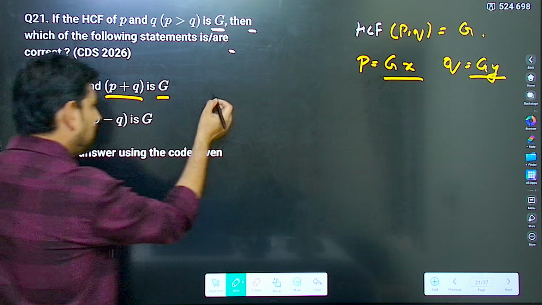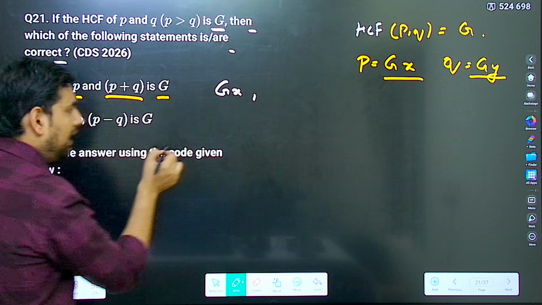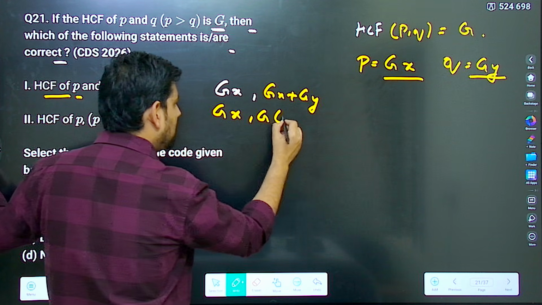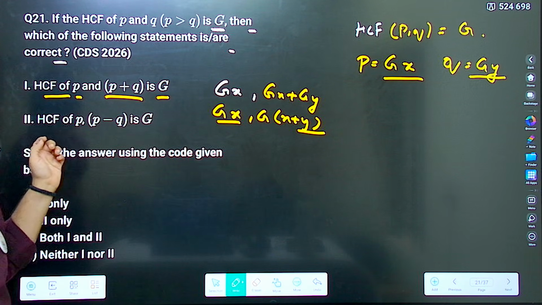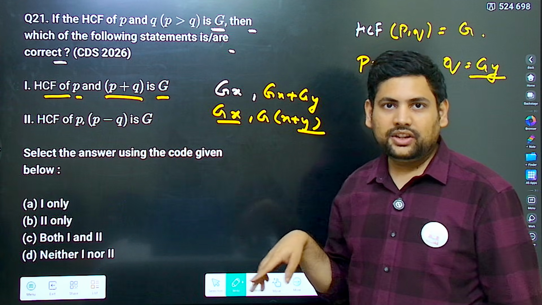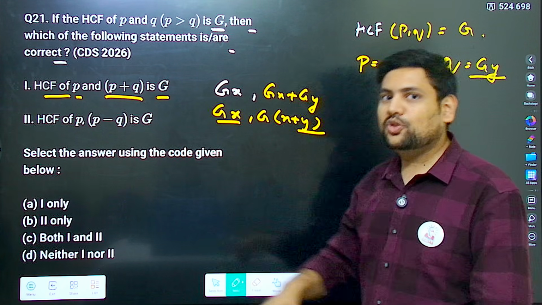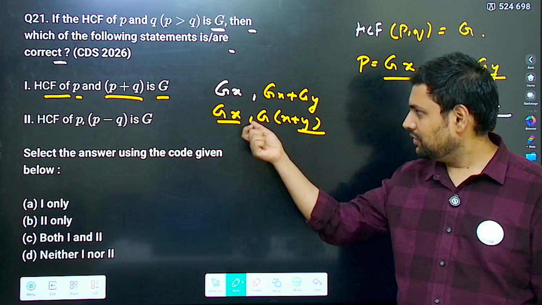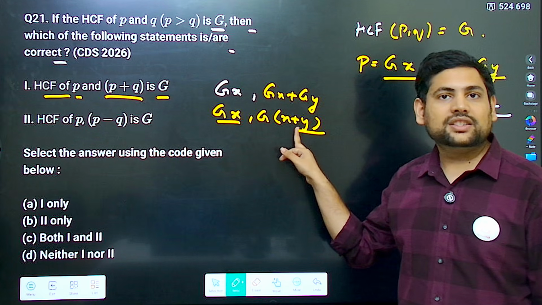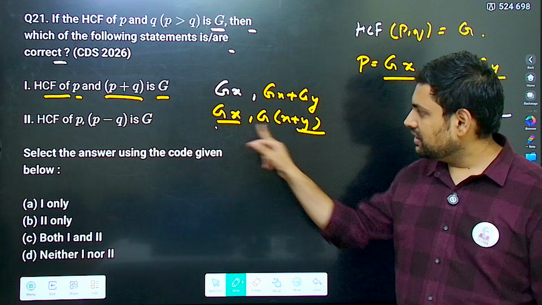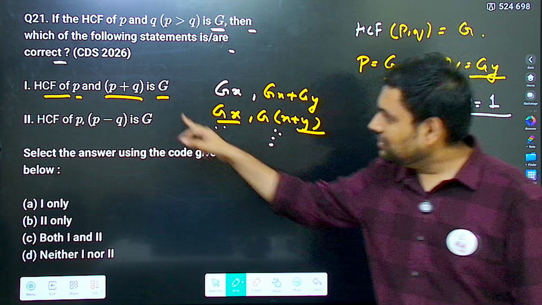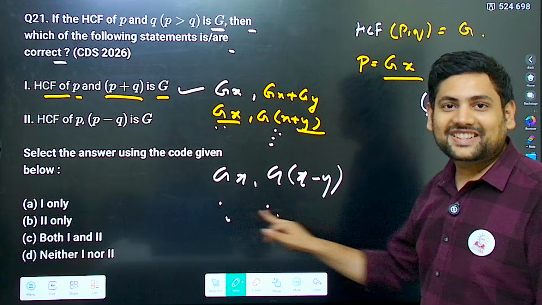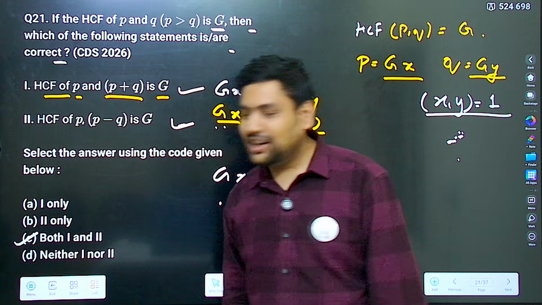Now, the first statement: HCF of P and P plus Q is G. Let's check. P is equal to Gx, and P plus Q is equal to Gx plus Gy. If you take G common, this becomes G into (x plus y). This is G into x. Now, is G the highest divisor between them, or is there any other possibility? There is no possibility. Why? Because x and y are co-prime numbers. If you try to divide by x, this is divisible, but y won't be divisible by x at any cost. So what is the biggest divisor of both of these numbers? G only. Similarly, this also is the same thing: Gx, and here Gx minus Gy, again the largest divisor of both of them is G. So both of these statements are absolutely correct.